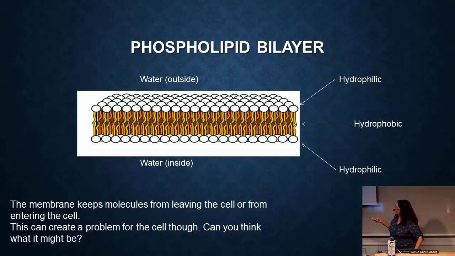This membrane keeps molecules from leaving the cell or entering the cell. All right, and I should say, it obviously goes all around the cell. This is just one piece of the membrane. This creates a problem for the cell, though. Can you think of what that might be? Can you think of any problem if it's completely covered with this envelope that doesn't allow materials to go in and out? Is there a problem?